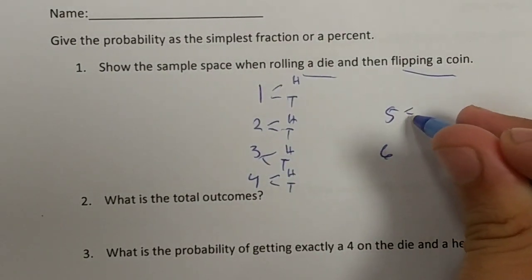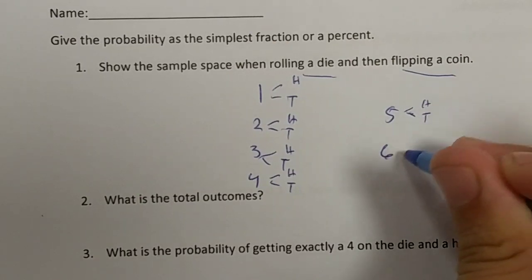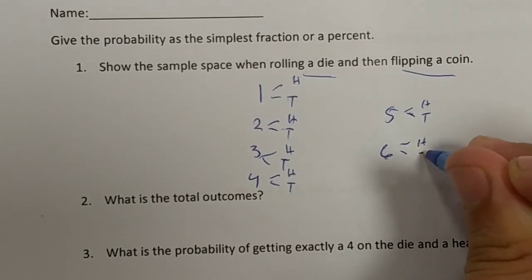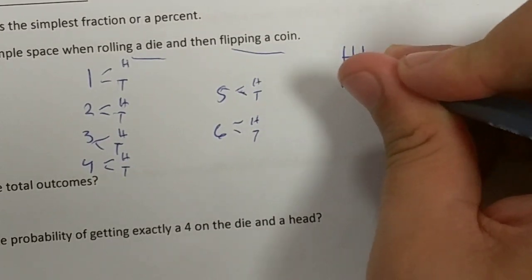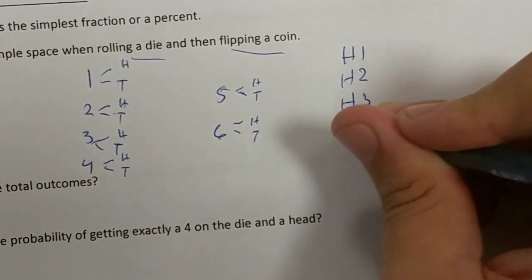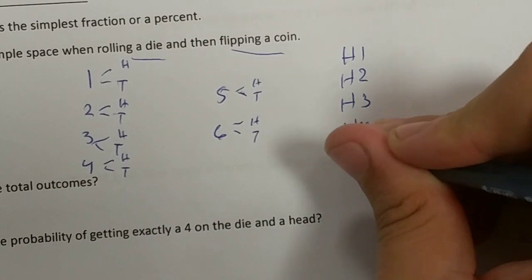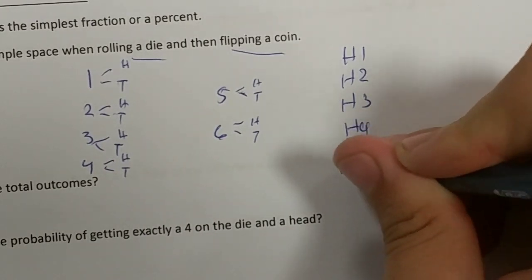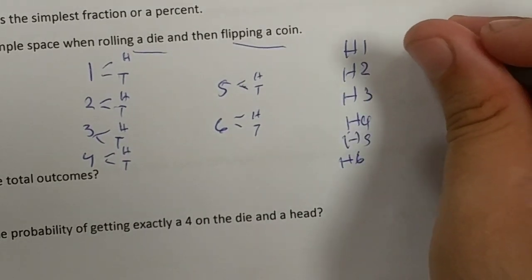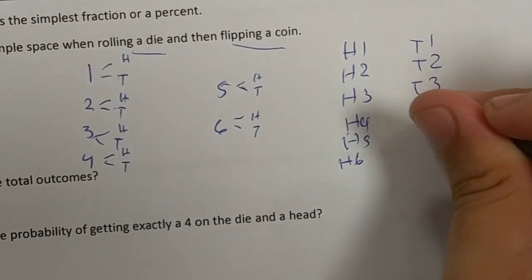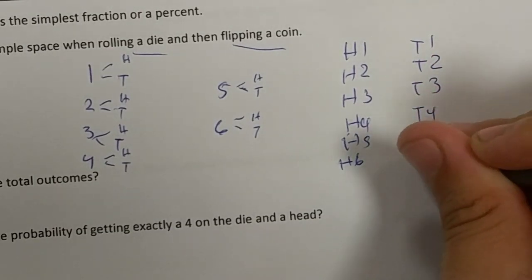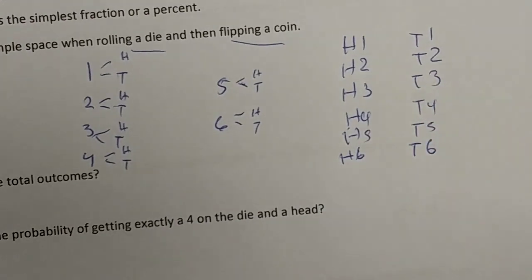Now, a lot of you guys don't like it when you see it like this for whatever reason. So I'm going to rechange it to do it like this. Heads 1, heads 2, heads 3, heads 4, heads 5, heads 6. Both answers are applicable, by the way. Tails 1, tails 2, tails 3, tails 4, tails 5, tails 6.